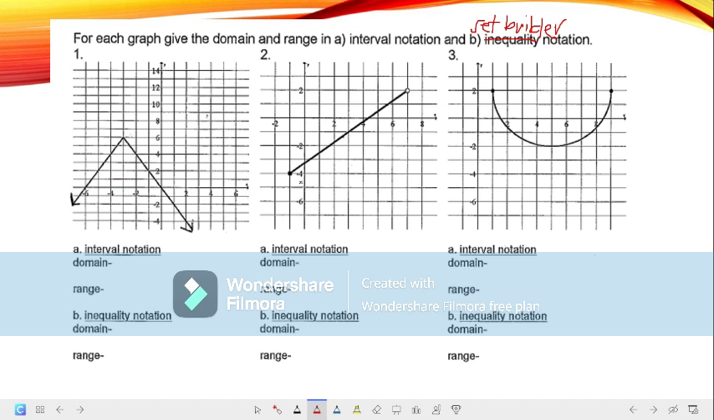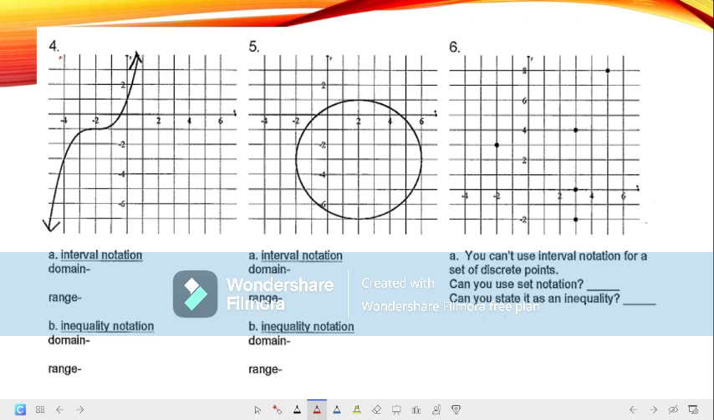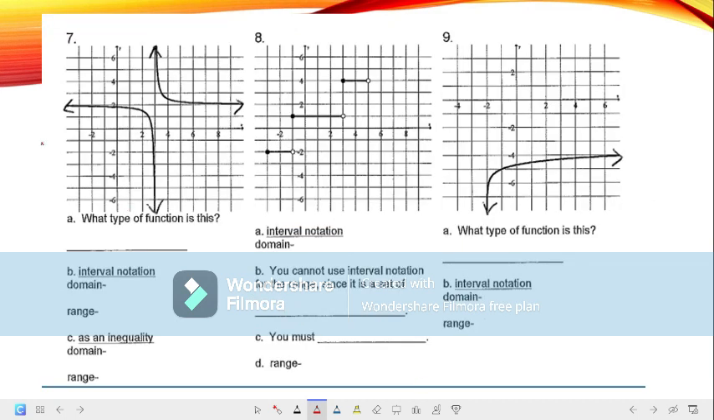This is the graph. This is number 2. This is a solid circle. This is an open circle. Number 3. These are solid circles. Then number 4, we have this one. This is the graph with arrowheads on both ends. Number 5, we have a circle. Number 6, we have the dots. These are the dots: 1, 2, 3, 4, 5. 5 dots.